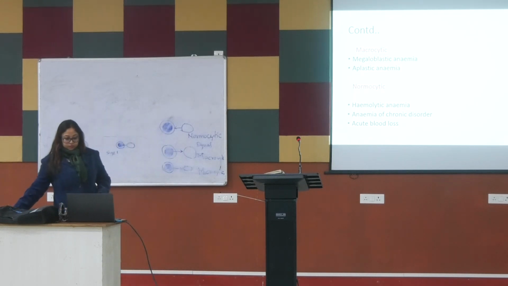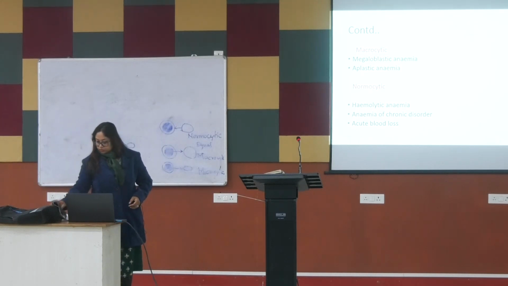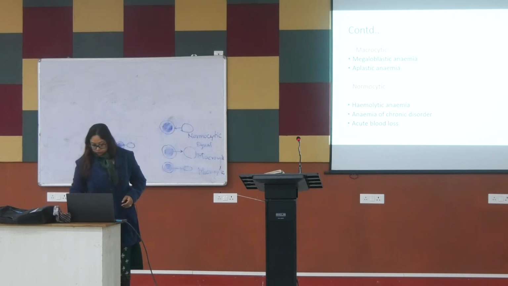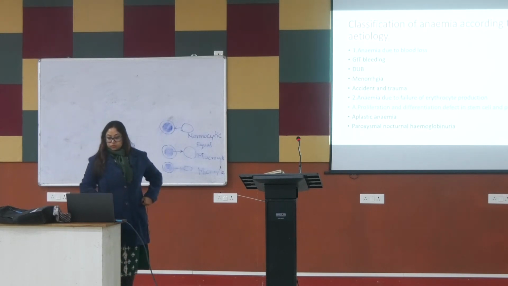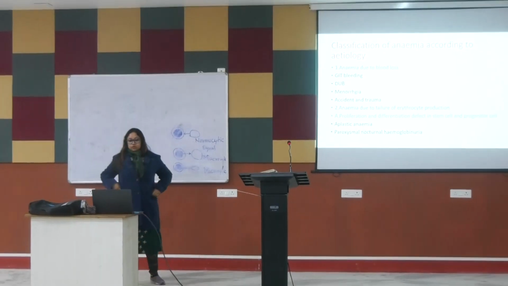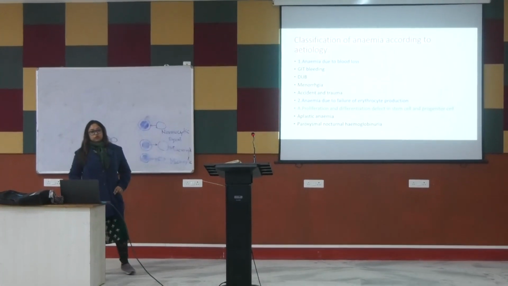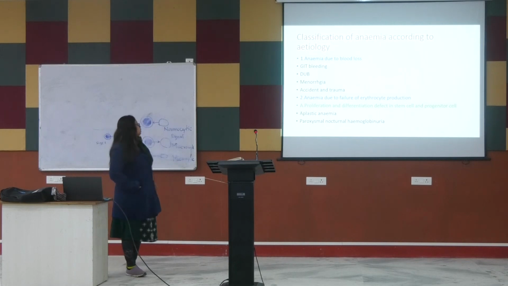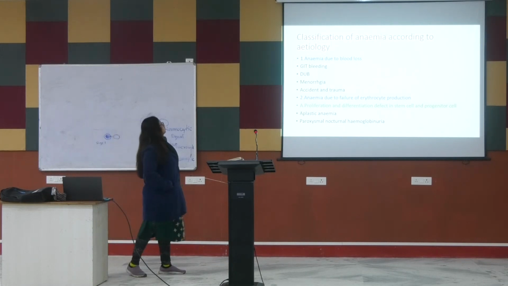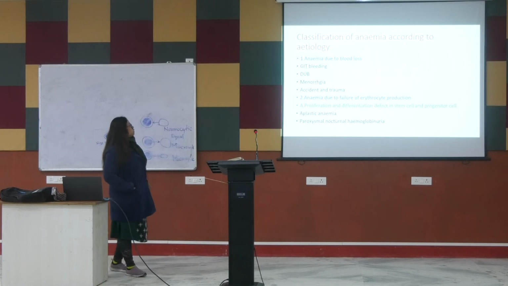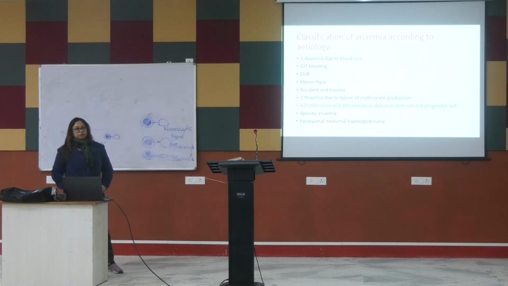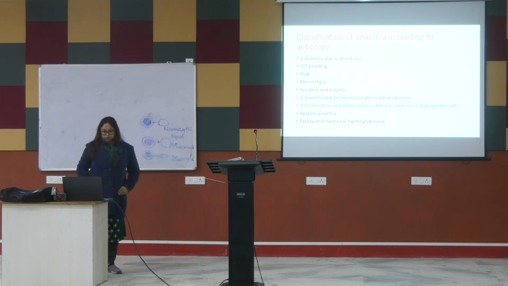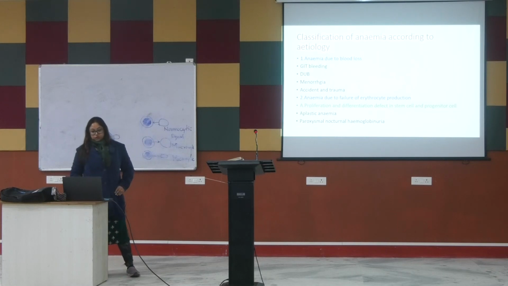Anyway, now coming to the classification of anemia according to etiology. I was talking about the anemia classification according to morphology, size. Now coming to the classification of anemia according to etiology. That means the cause. Behind the anemia, what is the cause?